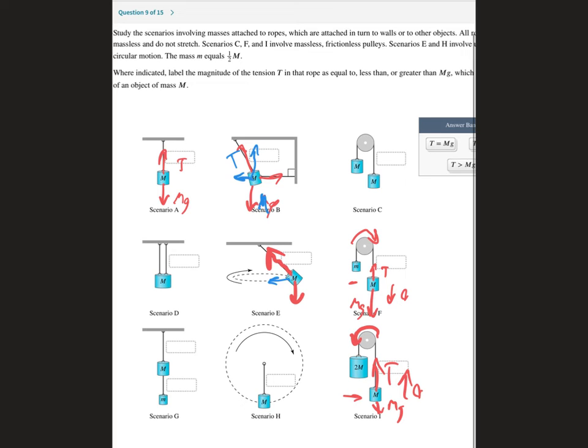Scenario D, I'm going to leave to you. I think you can figure that out. Scenario G, I'm going to leave to you. I think you can figure that one out as well.